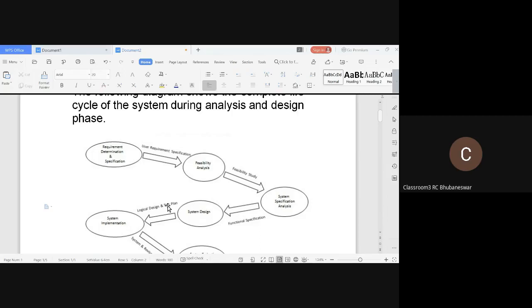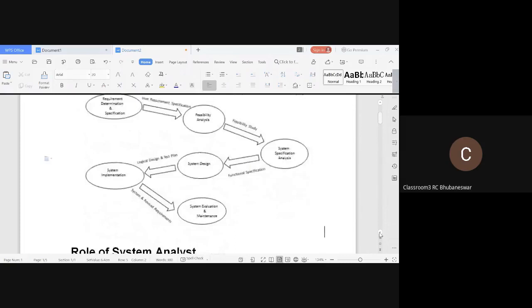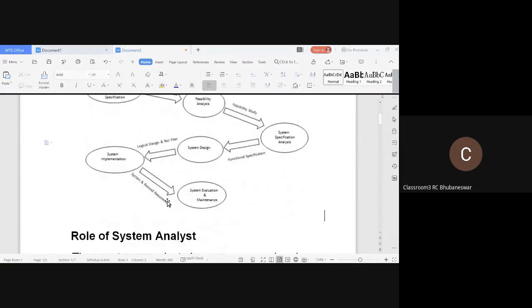Yesterday I was telling you that after design, it's up to you which programming language you would like to prefer. So once the system implementation is done, what next? Testing, or you can say the evaluation, and then maintenance. So this is specifically for the analysis and software development life cycle phases. I will share it with you after this class.